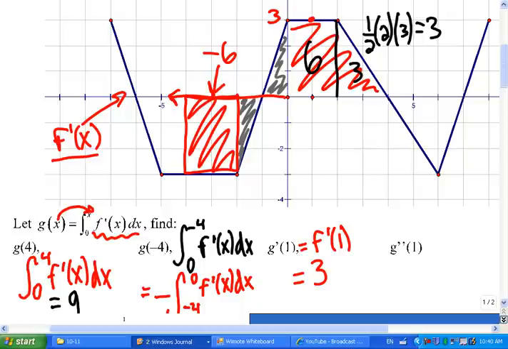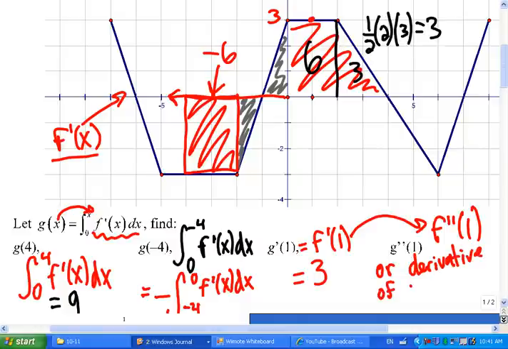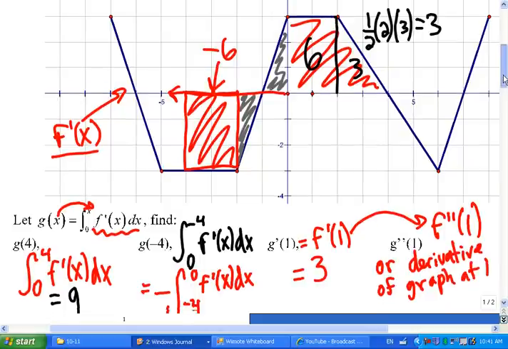Now, what if I wanted the second derivative of g? What would the second derivative of g be? Remember, we're always trying to think, how do we go from g to the picture here, which is f? So can anybody make a connection from g double prime to this graph? Sure, Danny? The derivative of the graph that I see here. So that means you go one more, and I'll end up at f double prime. So I want the derivative of this graph. Can anybody tell me what f double prime of 1 will look like according to this picture? Yeah, 0 is correct. So you could think about it, it's the derivative of the graph at 1. This derivative here would be 0. There's no change. So it's equal to 0.